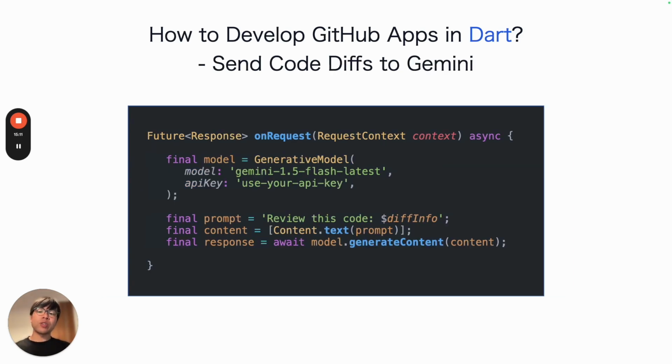Let's send the code differences from the JSON to Gemini for the code review. It is very easy to use Gemini in Dart since there is an official Dart package for Gemini called Google Generative AI by Google. Simply specify the Gemini model, API key, and the prompt, and call the generateContent method.